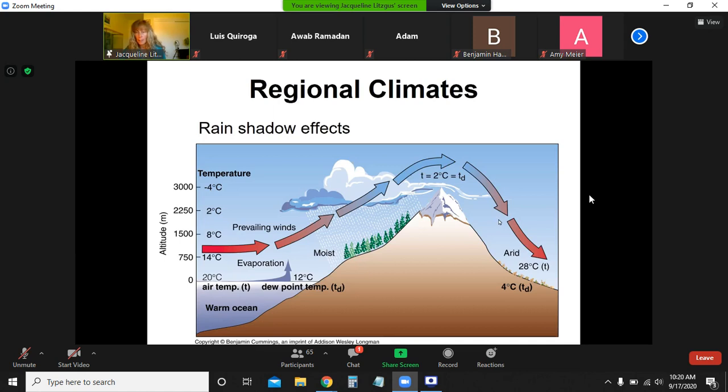But then the descending air mass is dry, and so it picks up moisture from the leeward side, causing this rain shadow effect where you end up having this hotter, drier condition on that other side of the mountain.